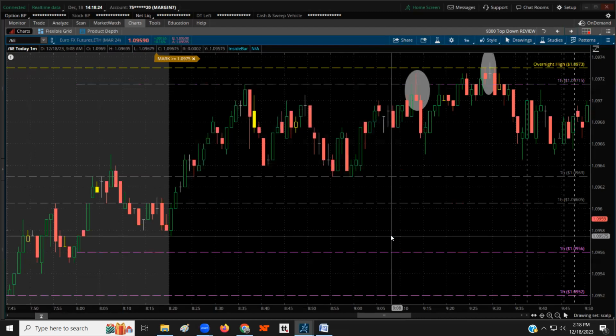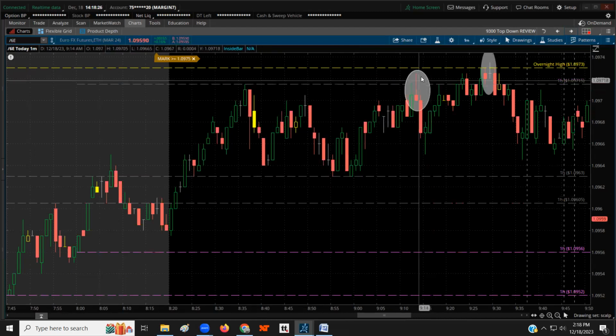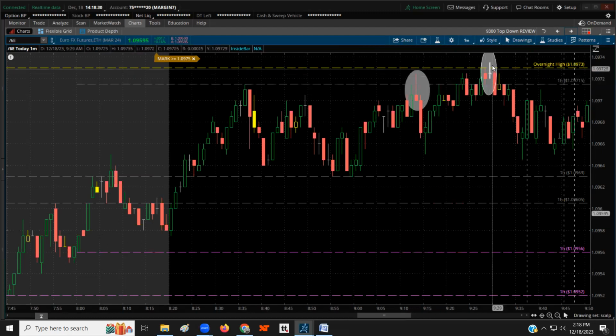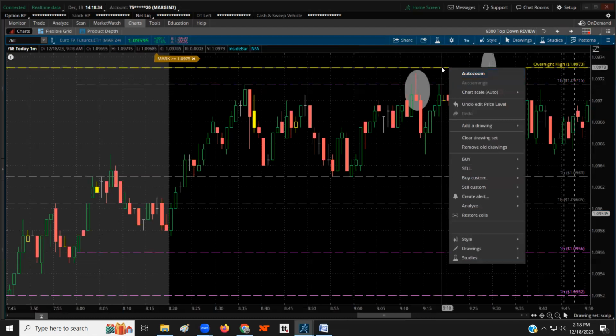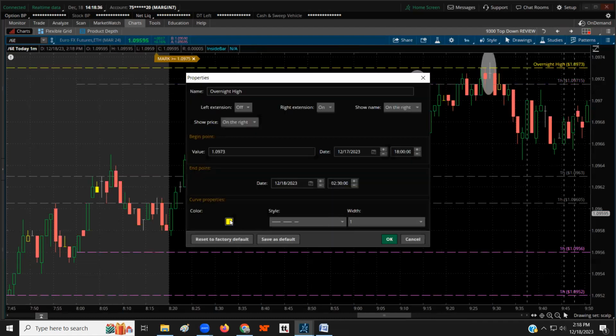Take it off. And then after that, look at that. Again, this high was a higher high there. And then we went up and tested the overnight high up there. Nice. So that line was not valid anymore because I already tested it. Just close it or change the color.